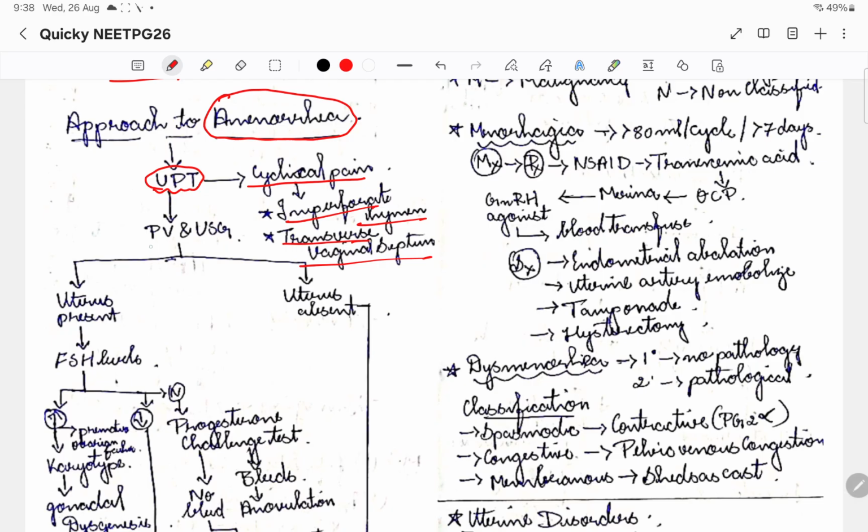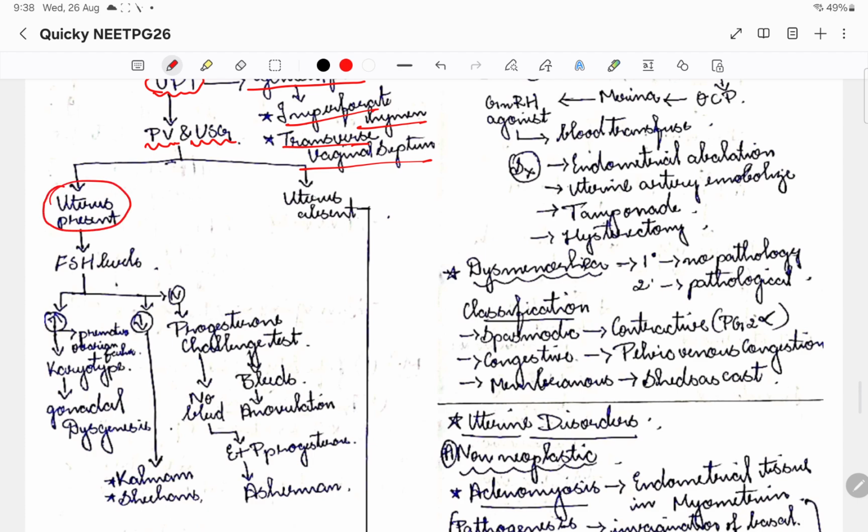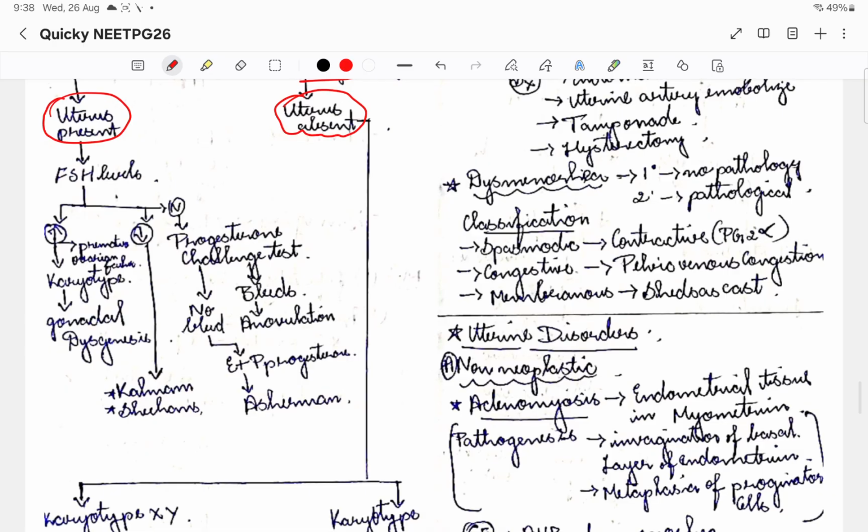Then we'll do a per vaginal examination and ultrasound, to decide whether the uterus is present or not. The amenorrhea is there, bleeding is not happening, so we are trying to elicit whether there is a uterus or not. Suppose the uterus is present, then we will have to check FSH levels. We investigate why the bleeding is not happening, so I'm taking the FSH level to see whether ovulation itself is happening or not.